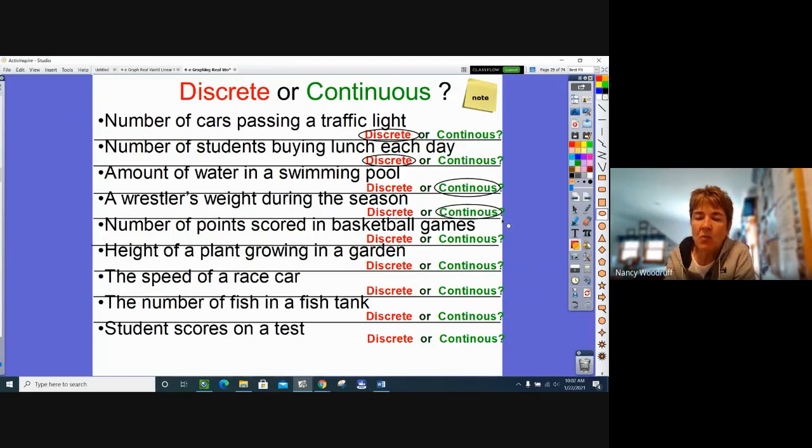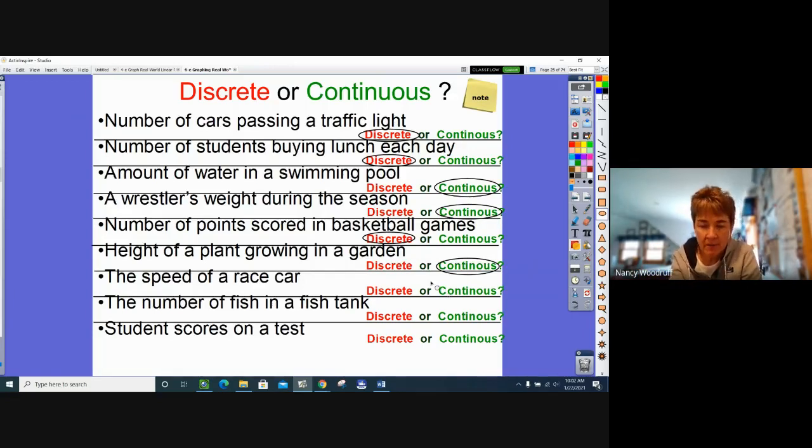So as you gain weight, you don't jump from 1 pound to the next pound. You have to go through all the partial ones in between. How about the number of points scored in a basketball game? Discrete. You getting better at this, guys? How about the height of a plant growing in a garden? Continuous. It's a measurement. It goes through all the heights from when you saw it to the next time you see it.